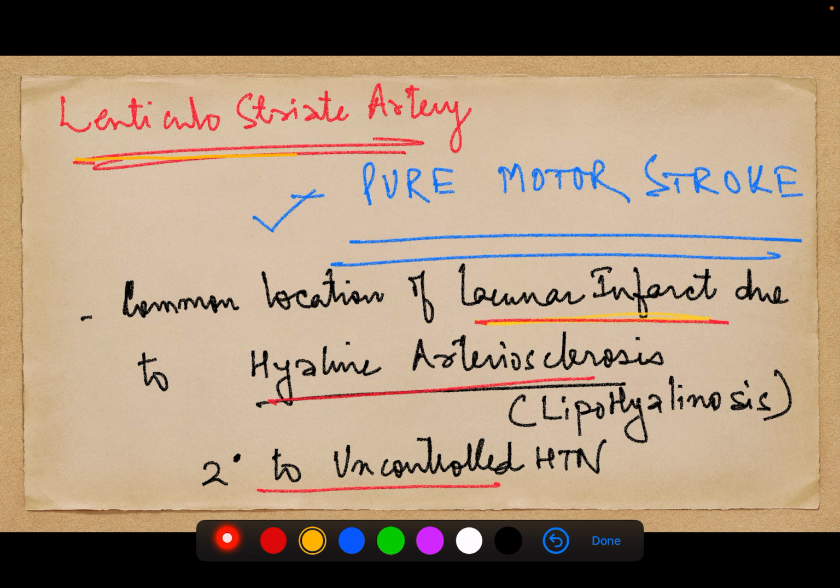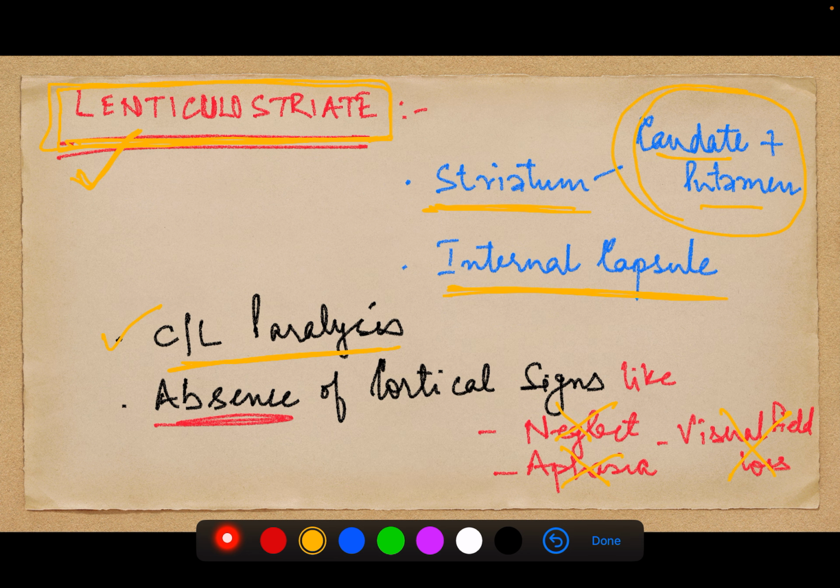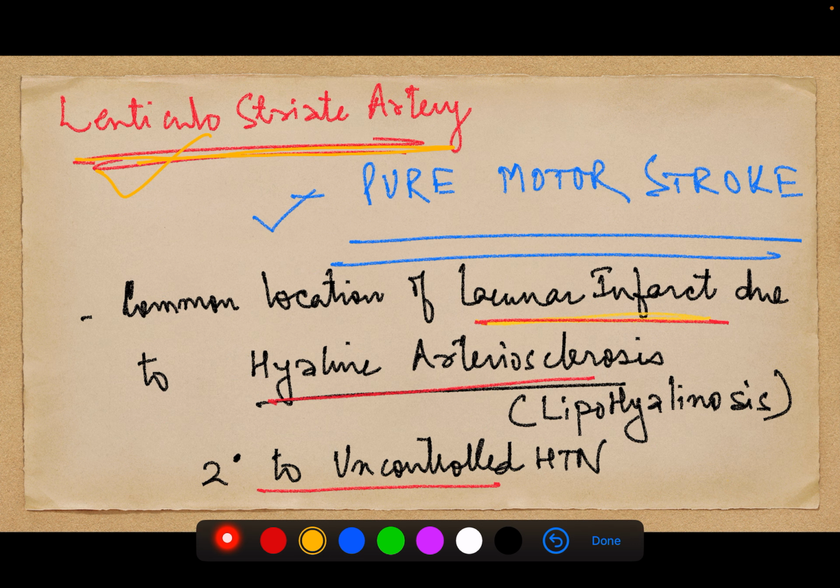So lenticulostriate artery lesion will affect striatum and internal capsule. So there will be contralateral paralysis. That's why it is also known as pure motor stroke. No sensory symptom, only motor paralysis. So if in a question, the patient presents with one half of the body complete paralysis, then you should suspect that that person is having lenticulostriate artery lesion, in fact, within this one. And this is quite common.